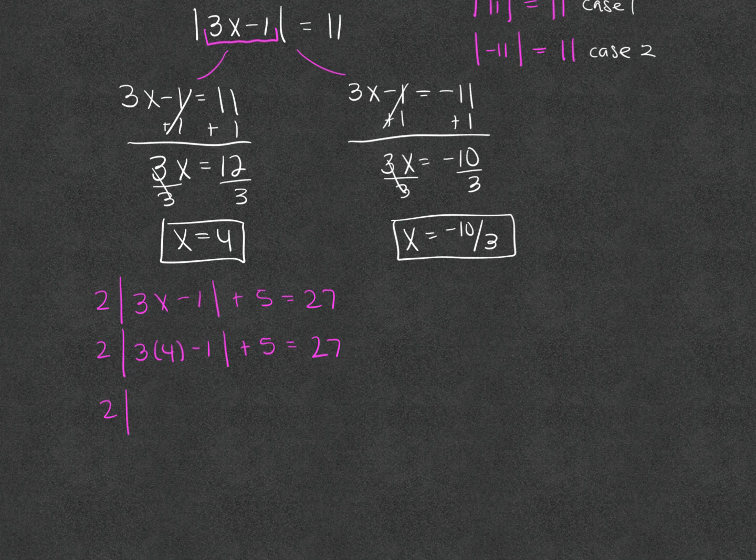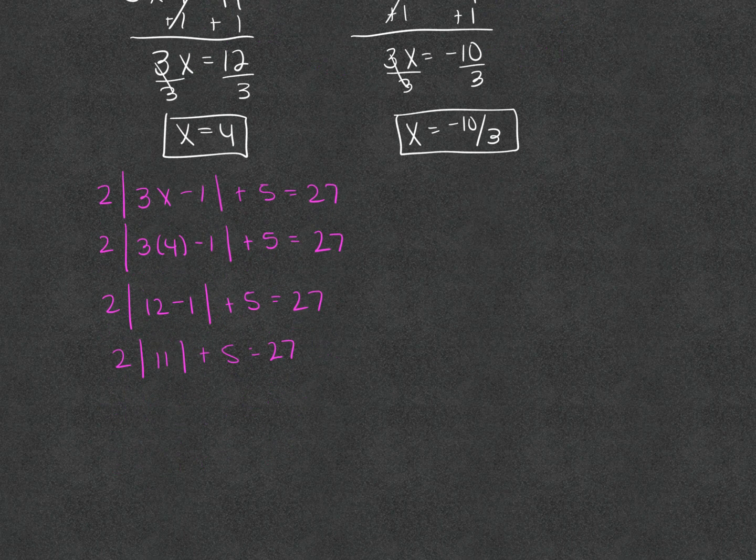And then we're going to use PEMDAS to solve. So inside, again, absolute value bars we treat like parentheses. So we're going to do this inside part first. So 3 times 4 is 12. And then 12 minus 1 is 11. The absolute value of 11 is just 11. So we can get rid of those bars now. And then 22 plus 5, which is 27. Okay? Following it all through.